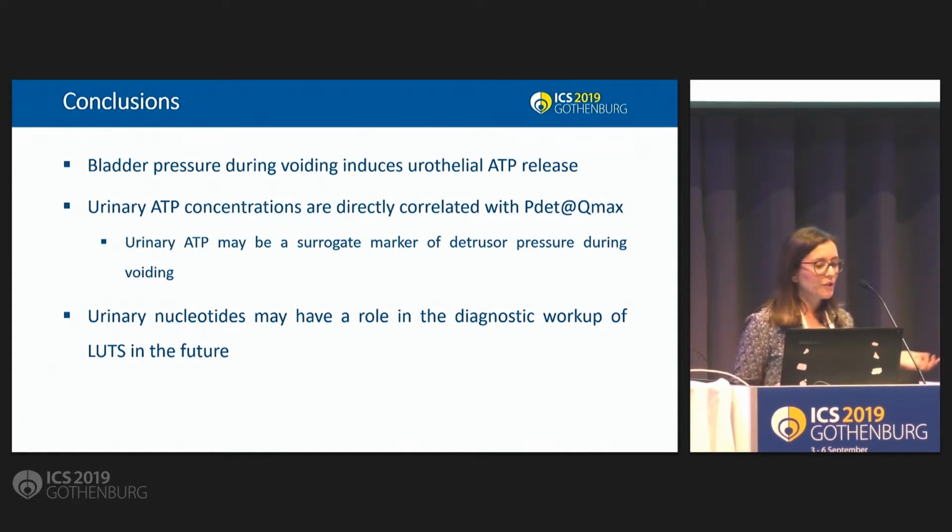So, bladder pressure during voiding induces ATP release, and urinary ATP concentrations are directly correlated with pdet Qmax. Urinary ATP may be a surrogate marker of detrusor pressure during voiding. So, as a concluding message, we believe that urinary nucleotides may have a role in the diagnostic workup of LUTS in the future. So, thank you for your attention.